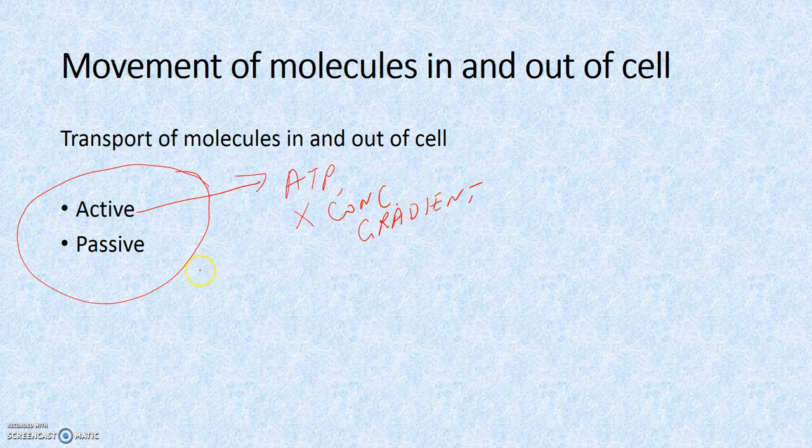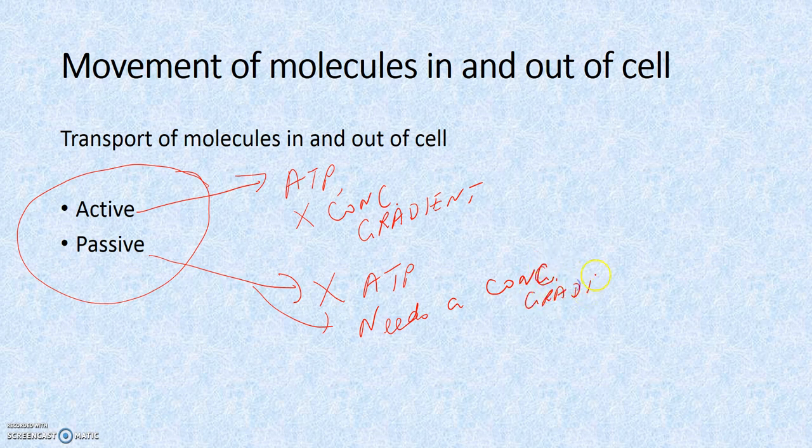I'll explain this in just a minute, okay? Passive does not need ATP but needs a concentration gradient. What's a concentration gradient? Well, here's a cell. There's lots of food outside, little food inside. There's more out here, there's less inside. This is a difference in concentration gradient.